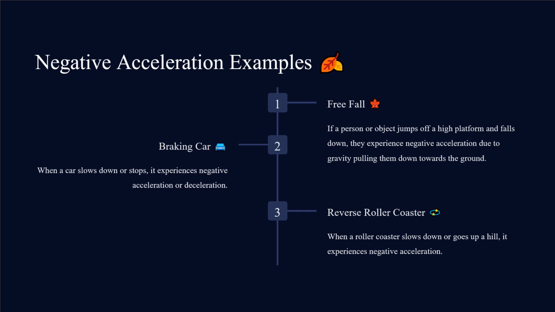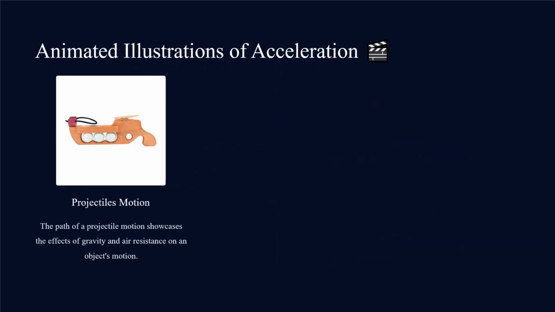In the third example, it is about the reverse roller coaster. When a roller coaster slows down or goes up a hill, it experiences negative acceleration. Why? Because the speed of the roller coaster at the height becomes slow, so that it will gain more speed at the steep or sharp corner. So these are some examples of negative acceleration.